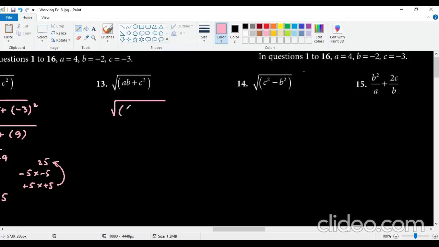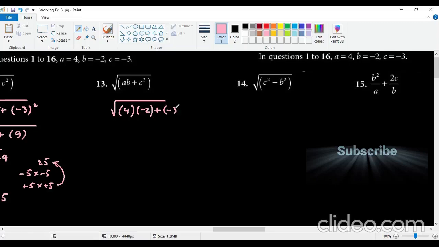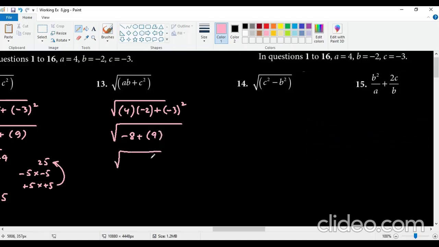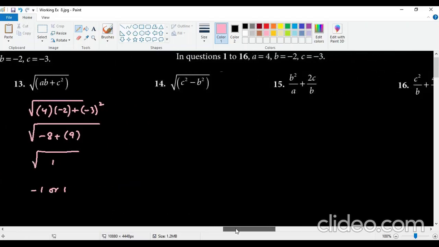Now question number 13 is something like a times b, which means 4 times b value, which is negative 2, plus c value, which is negative 3, squared. So this is going to give you minus 8 and plus 9. Minus 8 plus 9 is going to give you a plus 1. So the final answer is going to be minus 1 or plus 1. Both are going to be the expected answer.